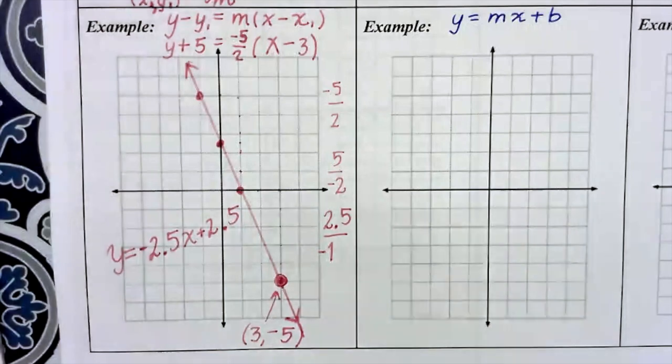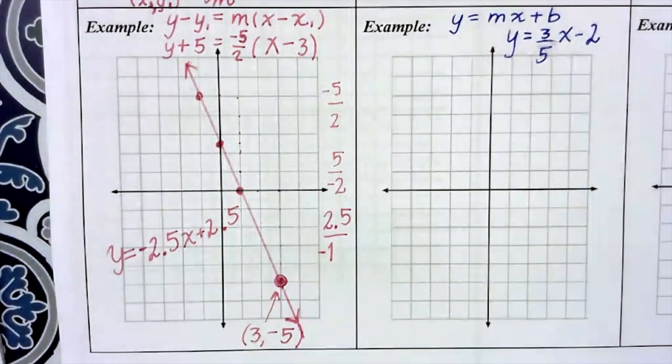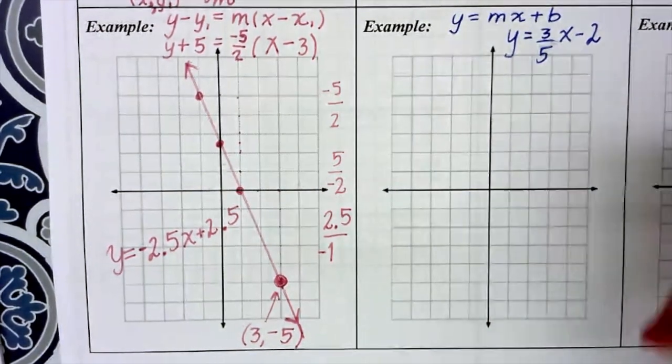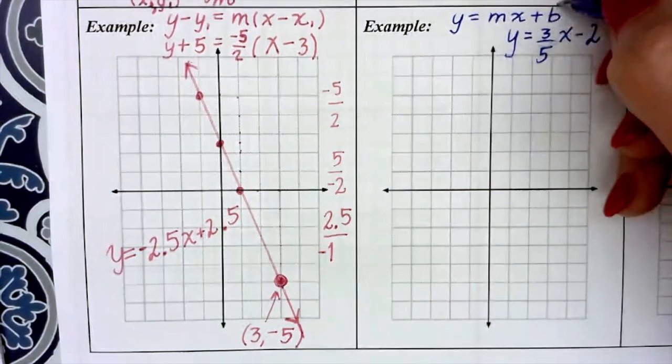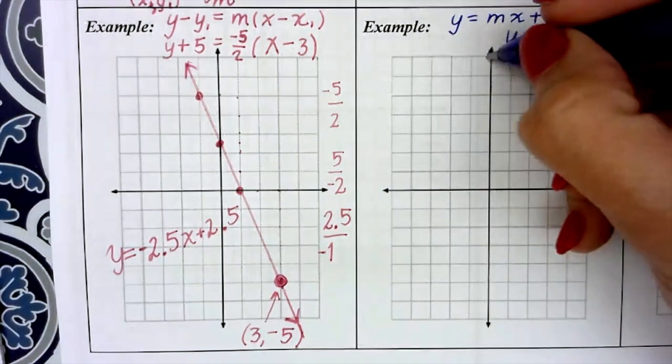Now let's look at the next one, slope-intercept form. Now, if it's already given to us in slope-intercept form, it gets its name from slope and intercept. The intercept we are dealing with is the y-intercept.